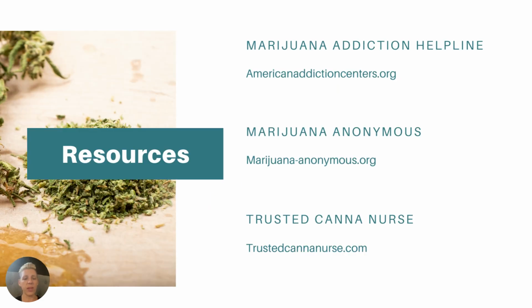In looking at resources that patients have available, there is a marijuana addiction helpline. There are many resources out there. This is from AmericanAddictionCenters.org. There is Marijuana Anonymous. And as a business, we offer support groups. We are testing a group right now to see if different interventions can help people cut their use. So there are many, many sources out there.